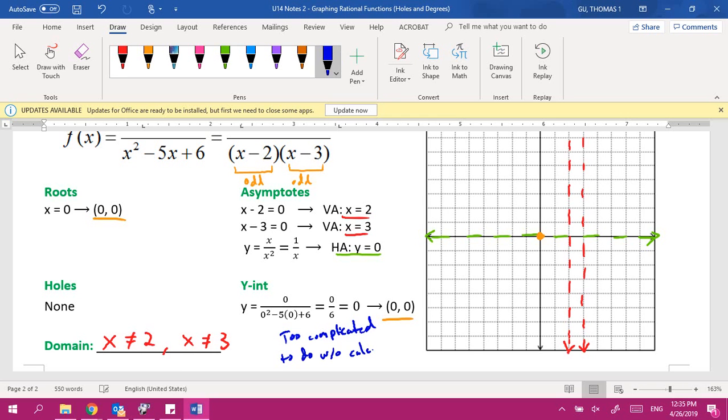But yeah, that's pretty much the gist of it all, with the holes and the asymptotes. So that's going to conclude this second day of notes, guys.